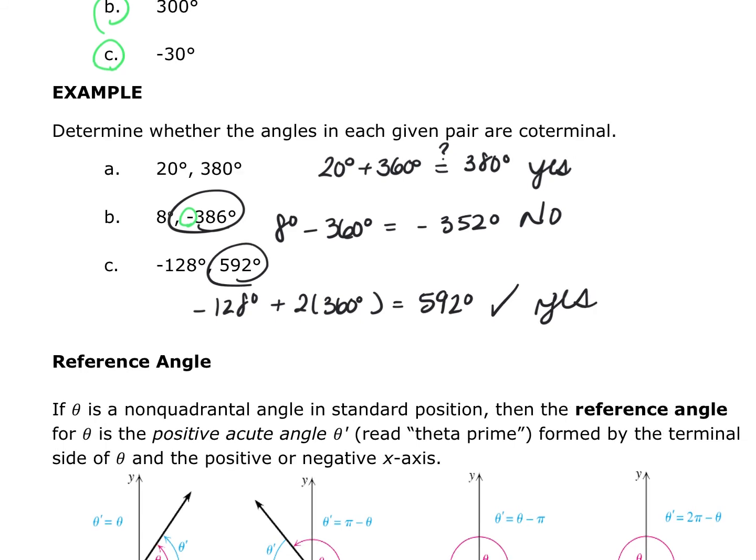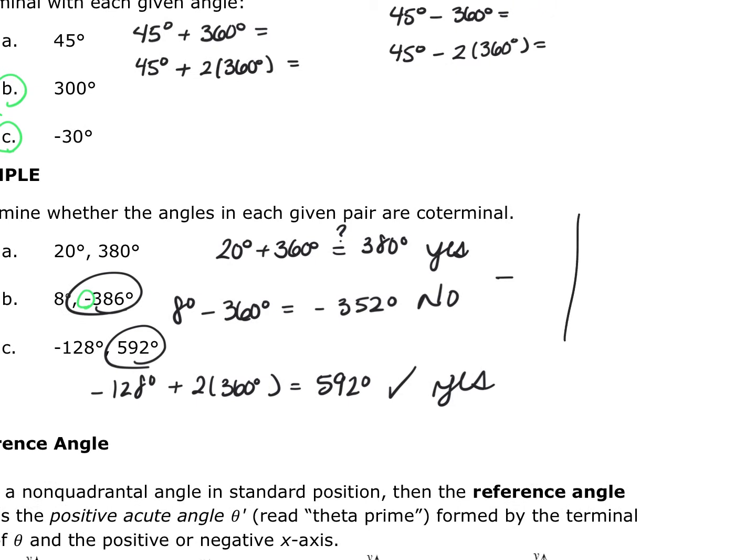Coterminal means that I start and end in the same place. So here's my 45 degrees. If I start here and do one full rotation, 360 plus another 45, that is coterminal, as if I would have started here and gone a negative rotation, and that is also coterminal. Those two angles, the one in blue and the one in red, are coterminal to that angle that is in black. They start and end in the same place.